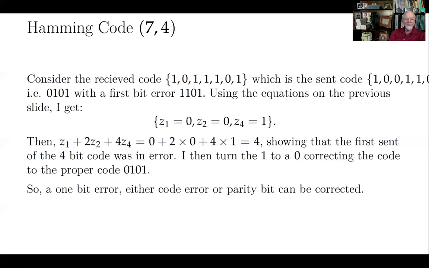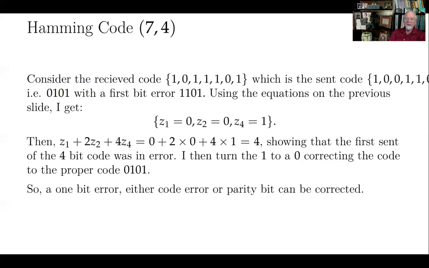So we stick the received code into our previous equation, and we get 0, 0, 1. Z1 is 0, Z2 is 0, but Z4 has a 1 in it. Then we had our arithmetic equation that uses real arithmetic, not modulo arithmetic, and we get Z1 plus 2Z2 plus 4Z4. So 0 plus 2 plus 4 gives you 4.